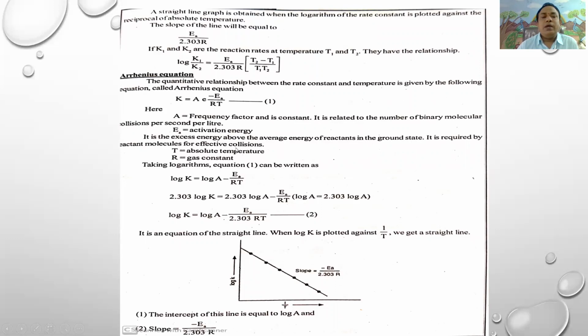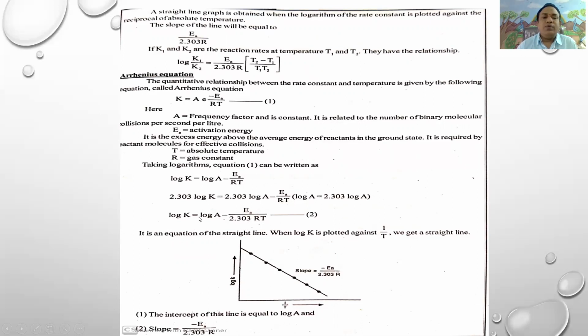It is required by reactant molecules for effective collisions or fruitful collisions. Here T is the absolute temperature and R is the gas constant. Taking logarithm, log K equal to log A minus Ea by RT, that is 2.303 log K equal to 2.303 log A minus Ea by RT, where log K equal to log A minus Ea by 2.303 RT, which is equation number 2.